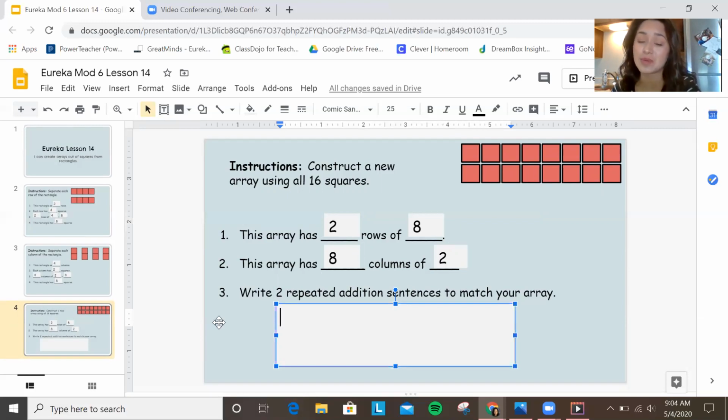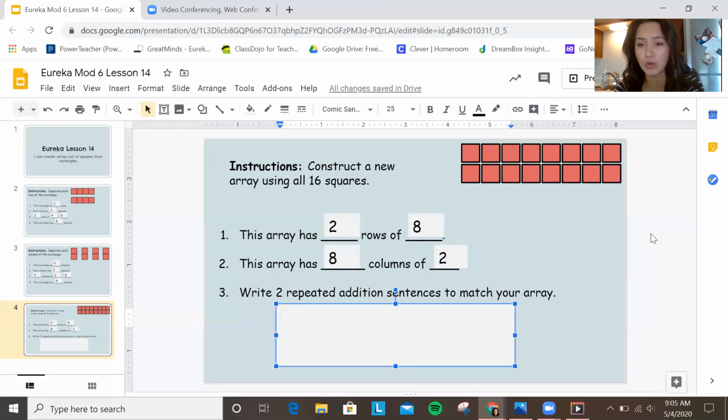Number 3 says write 2 repeated addition sentences to match your array. In the past, we've always had lines underneath the columns or to the side of the rows to symbolize where those numbers came from. In this case, we're using the same array, but our repeated addition sentence is just at the bottom.